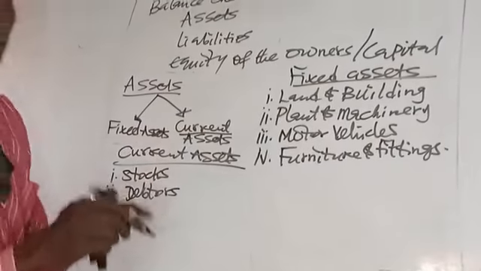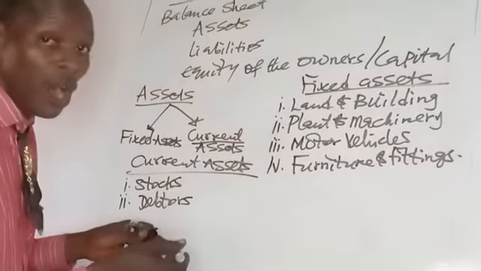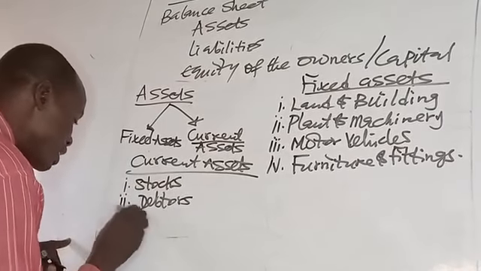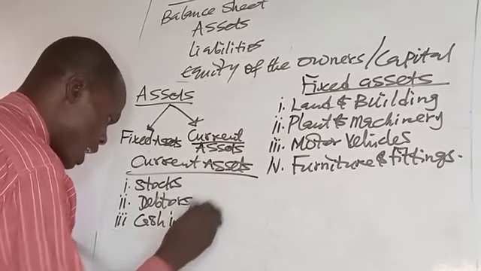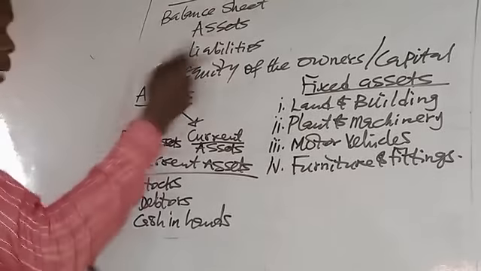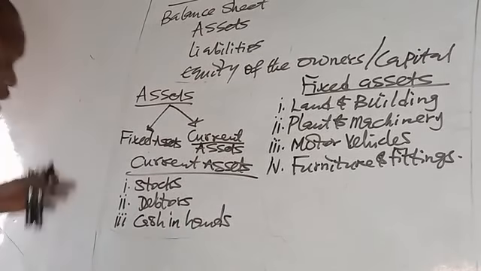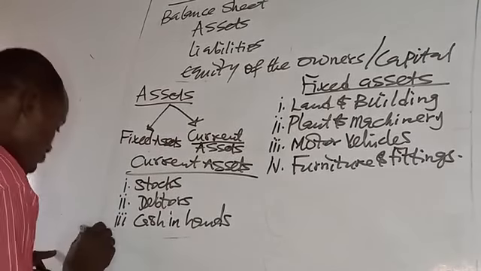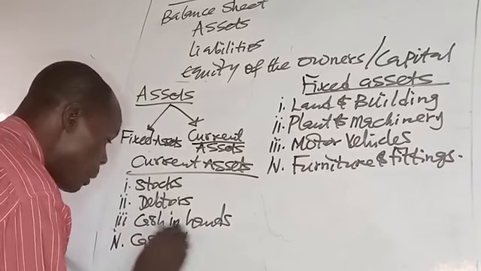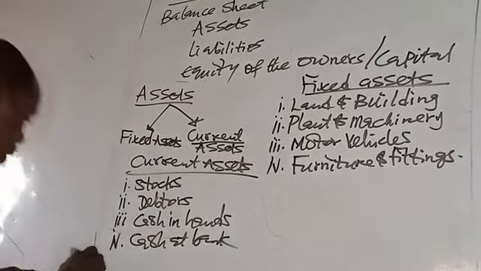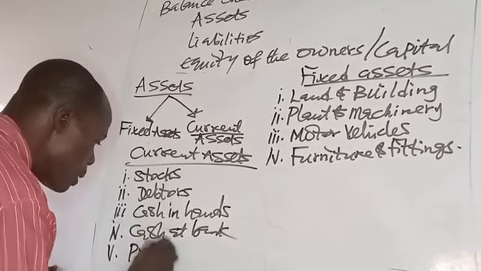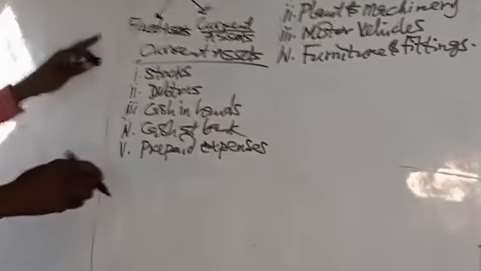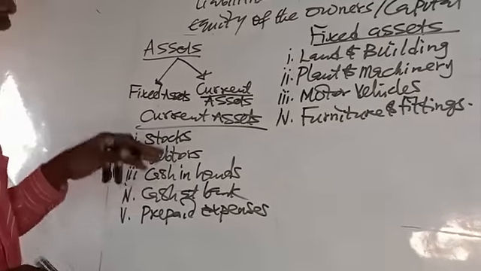Debtors. If people are owing the business, those people are expected to pay up within a year. Short-time debtors. Then cash in hand. If you are keeping money in hand, you are expected to use that money within a year. Even though you use it, you will still get another one. So cash in hand doesn't last for so long. Cash at bank is a current asset. Prepaid expenses is also a current asset. These are the examples of current assets.